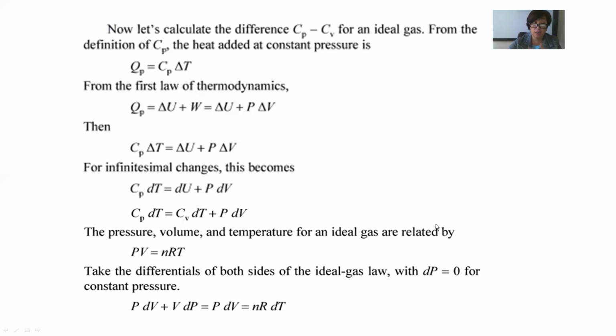We use the Clapeyron-Mendeleev formula PV equals nRT, where n is the number of moles. Here dP equals 0 for constant pressure. Taking the differential of both sides of the ideal gas equation at constant pressure, we get P dV plus V multiplied by dP, and P dV equals nR dT.